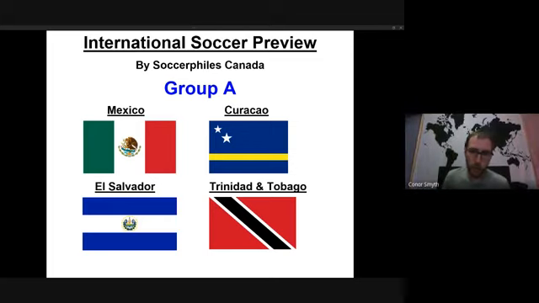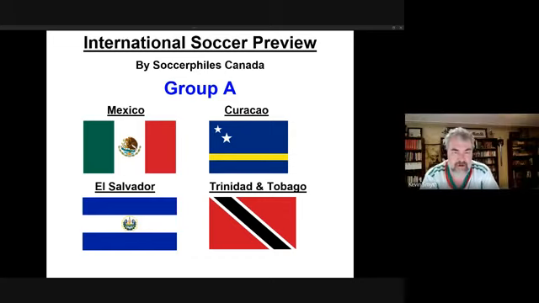And we will be doing a group-by-group preview of Gold Cup 2021, and within that, a team-by-team overview as well. So we're going to start today with part one, where we will begin with an overview of Group A, giving a brief introduction of the teams and countries, including looking at the location and size of each country. Right, and then part two, we'll do a team-by-team overview.